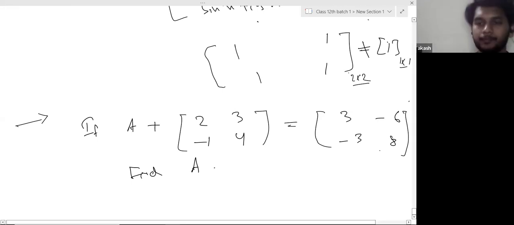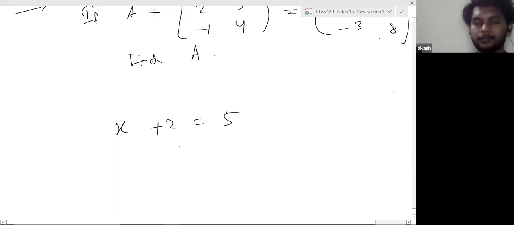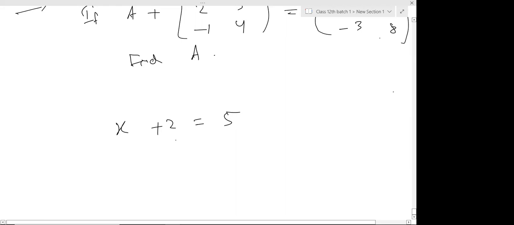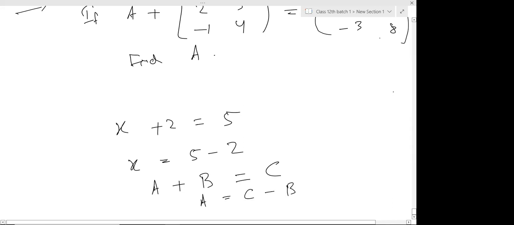All right. See, if we have x plus 2 equals 5, how do we solve this? We'll put 2 over there and it will become 5 minus 2, and it will be equal to 3. Absolutely right. So we can write x is 5 minus 2, right? Same way, if you have a matrix A plus a matrix B is equal to matrix C, can you write A is equal to C minus B? Yes. That way you can solve this.